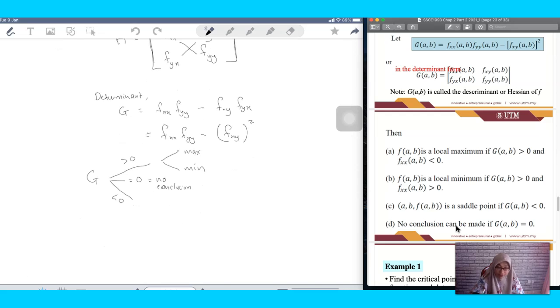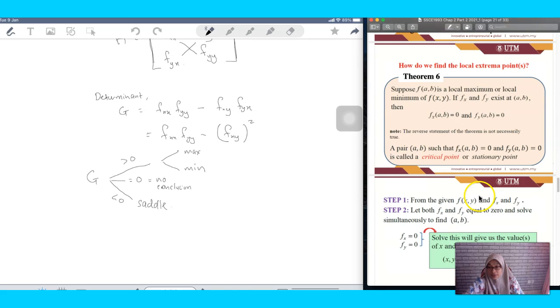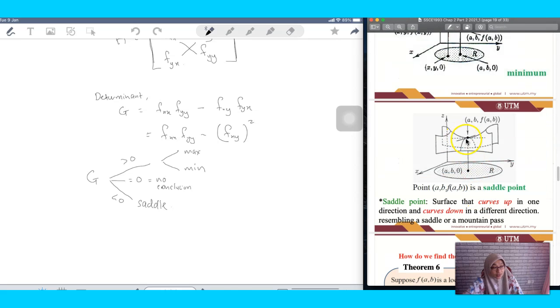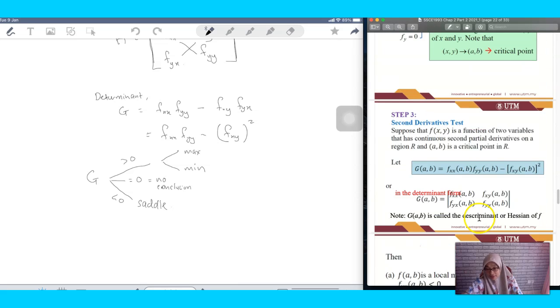But if G is negative, then you have a saddle. What does a saddle look like? In some directions you can see a max, in some directions you can see a min. So you have a saddle shape. That is called a saddle.